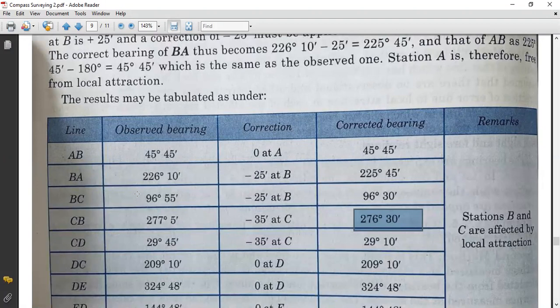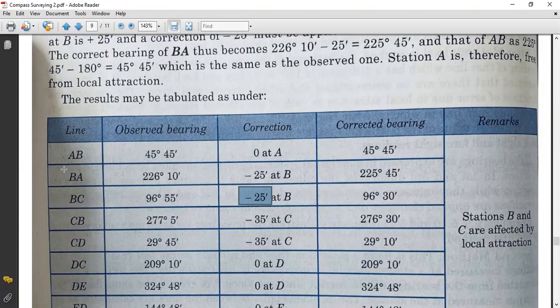Next come to BC. The corrected bearing of CB is 276 degrees 30 minutes. The difference between 276 degrees 30 minutes and 96 degrees 55 minutes should be 180 degrees. It is more by 25 minutes, so deduct 25 minutes from the bearing of BC. We get 96 degrees 55 minutes minus 25 minutes, which is 96 degrees 30 minutes.